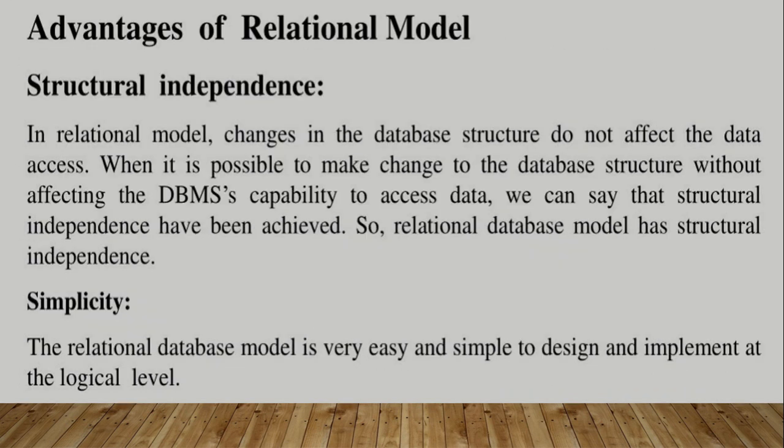So some of the advantages of the relational model are, first, structural independence, as changes in the database structure do not affect the data access, right? When it is possible to make changes to the database structure without affecting the DBMS capability to access the data, then it can be called structural independence, right? Second one is simplicity, as we can see that it is in the form of tables, so it is very easy and simple to design and even implement, right?